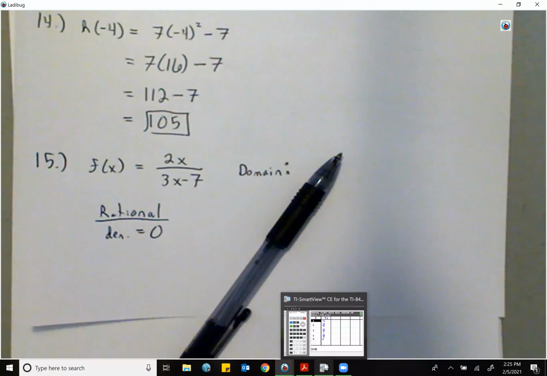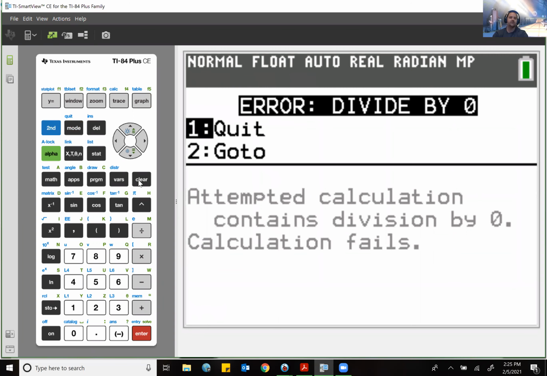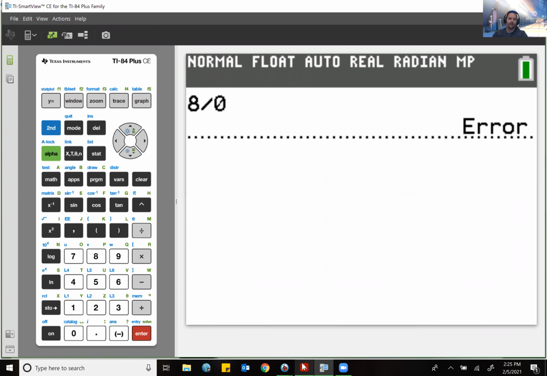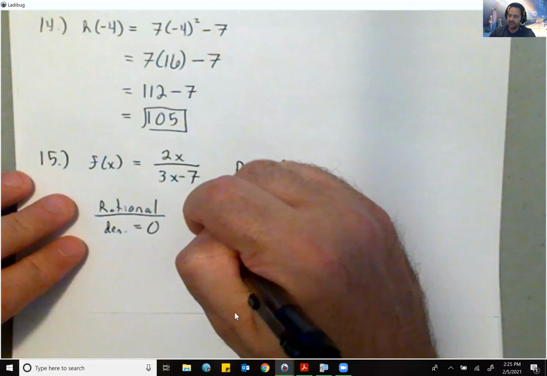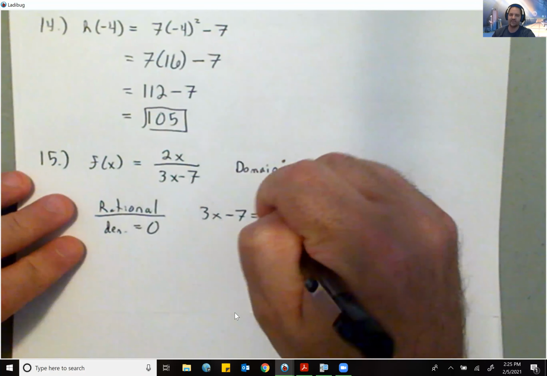So if I go out to my regular calculator and take 8 divided by 0, just to show you, it says error, division by 0. So we need to figure out where this happens. In order to figure that out, you set your denominator equal to 0. So we're going to take this 3x minus 7, set it equal to 0, and solve.